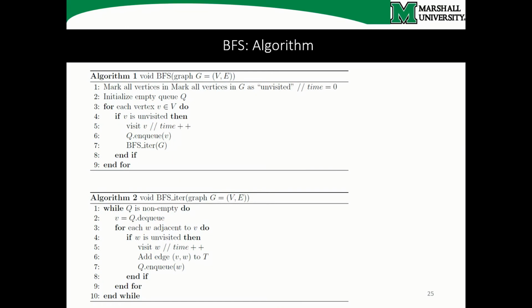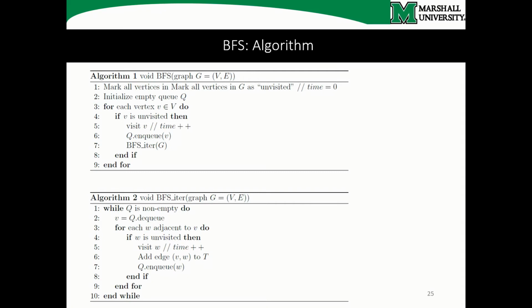So this is the BFS algorithm as pseudocode. In this algorithm, we divided the whole algorithm into two parts. In the first part, in line 1, we mark all the vertices in the graph as unvisited because we need to visit them later. Then we will initialize an empty queue. This is the queue which will keep track of which node to visit next. In line 3, this for loop will go through every vertex in the graph G. In line 4, if the vertex is unvisited, then we will visit that vertex.